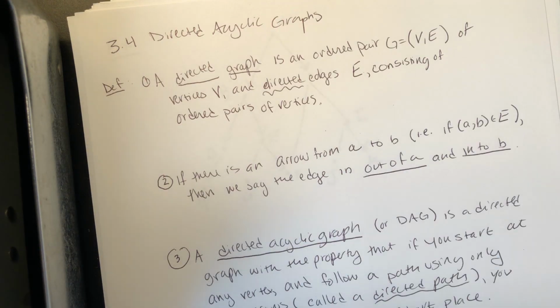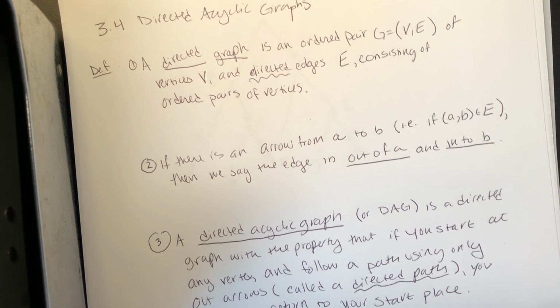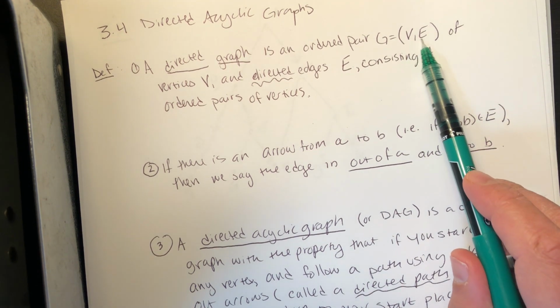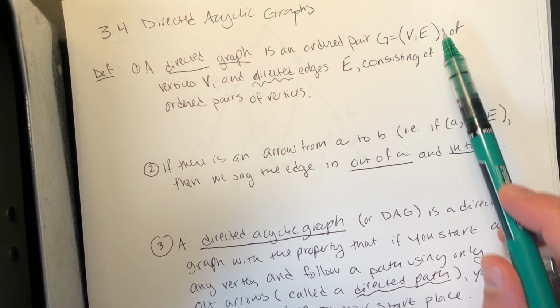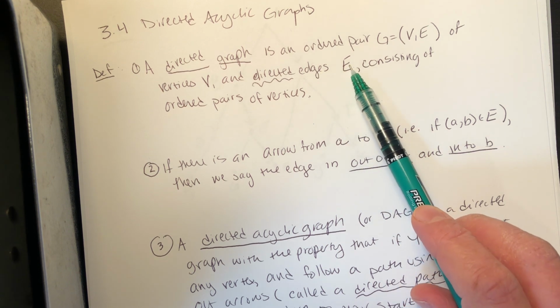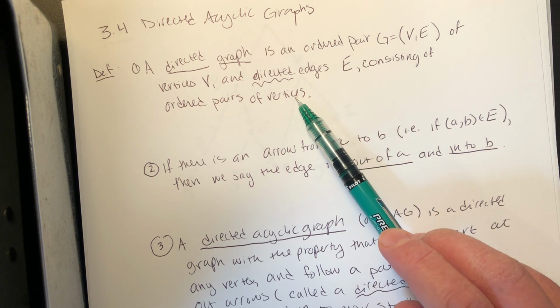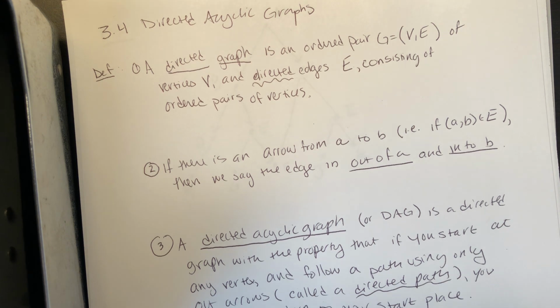Okay. So let's move on to some definitions here. We say that a directed graph is an ordered pair, right? Just like a graph, it's a set of vertices and a set of edges, except we're going to specify that that set of edges is actually a directed set of edges, which consists of ordered pairs of vertices as opposed to two-element subsets of vertices. Okay, so this is exactly what we were talking about in the warm-up.